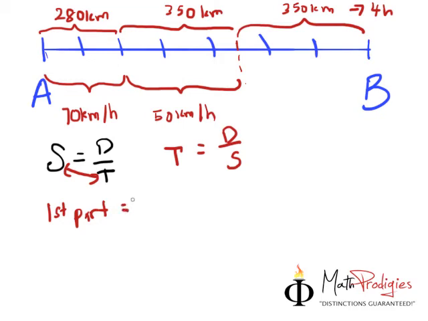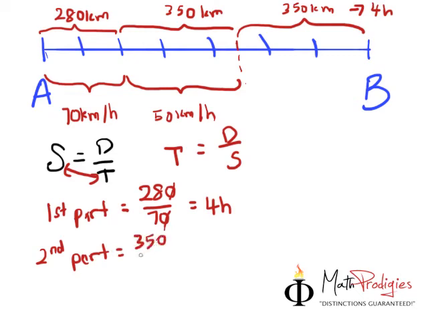In this first part, the t for the first part is, distance is 280 divided by s, which is 70. 280 divided by 70 equals what? You cancel here, 28 divided by 7 is actually 4. So it took him 4 hours for the first part. For the second part, same equation. What was the distance this time? It was 350. What was the speed? 50. And since you cancel, 35 divided by 5 equals 7 hours.